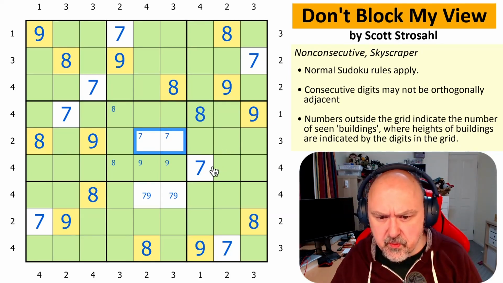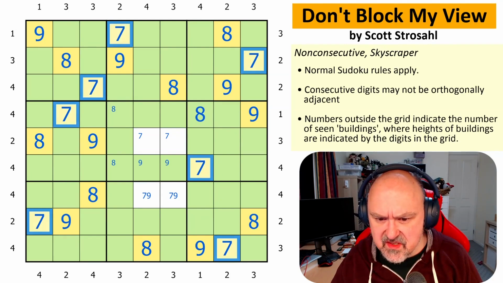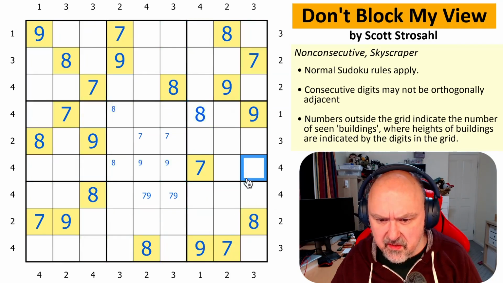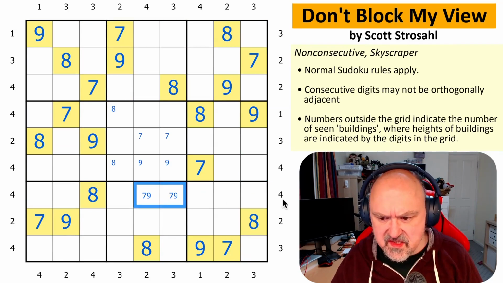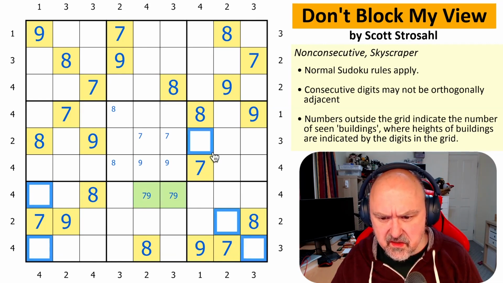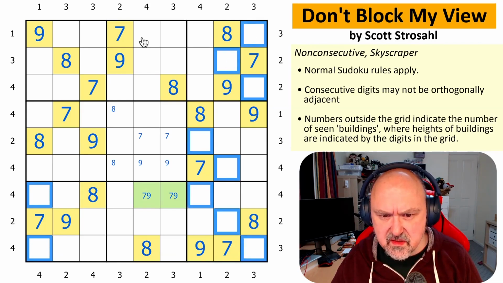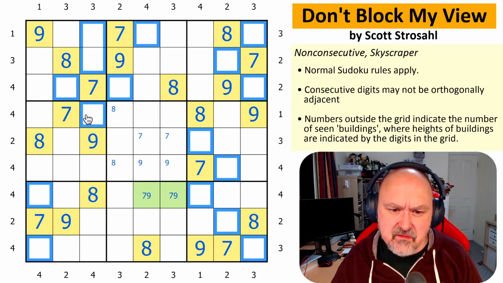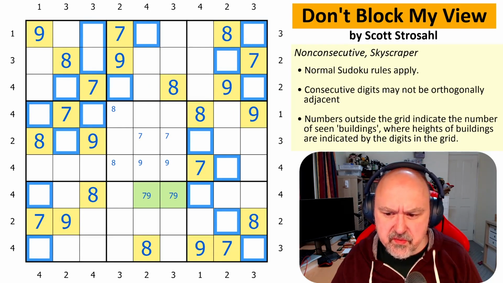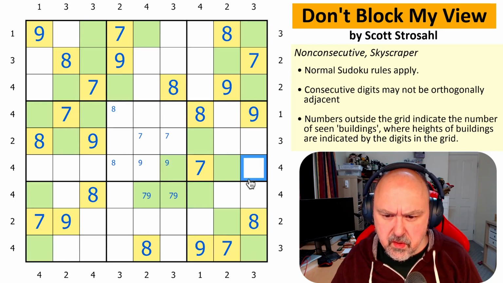So what I probably want to do now is highlight the 7s and make them yellow, highlight the green and get rid of it. Oh, there's an 8 there, so that becomes yellow. And now I want to look at 6s. So 6s can't go there because that's a pair. 6s can't go next to 7s. But 6s aren't restricted by the skyscraper clues at all. Because a 6 can go at a 4 by default.